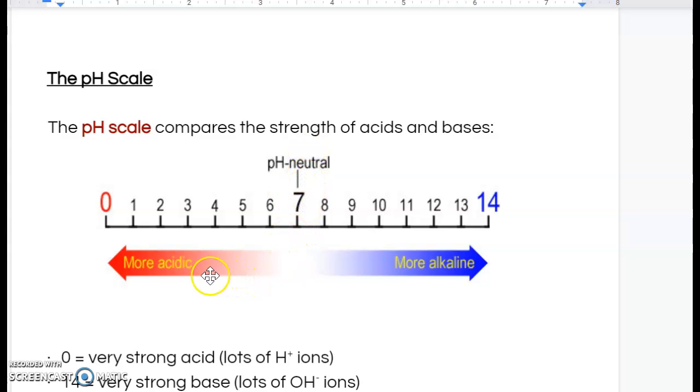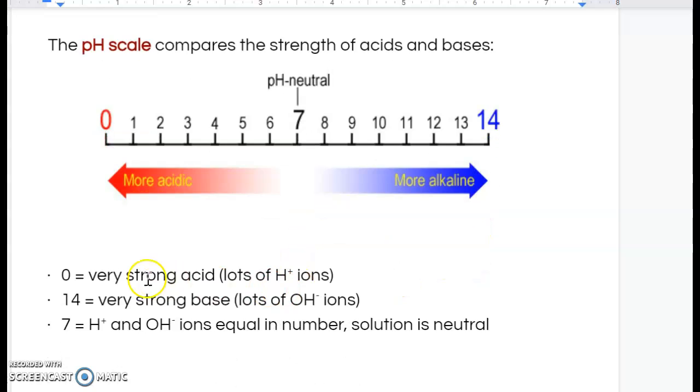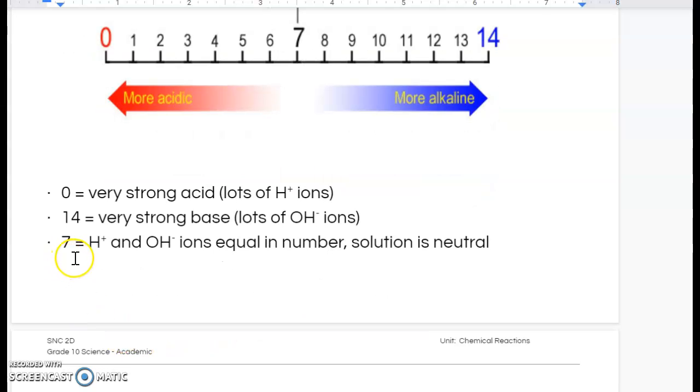If I say I have a pH of 2, you can assume that is extremely acidic. It's not more neutral, it's extremely acidic. If I say I have a pH of 13, you can expect that to be very alkaline. So 0 is a very strong acid, lots of hydrogen ions. 14 is a very strong base, lots of hydroxide ions. At 7, hydroxide and hydrogen ions are equal in number, so they kind of cancel each other out.